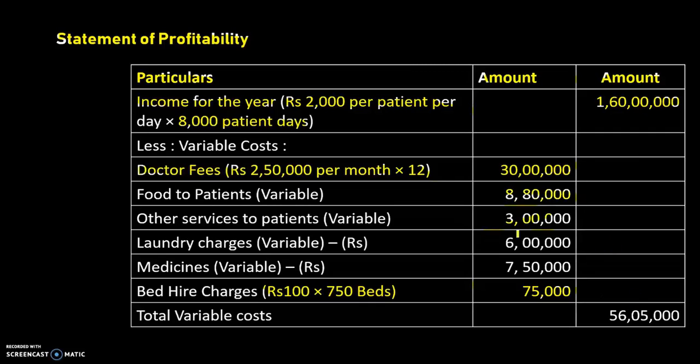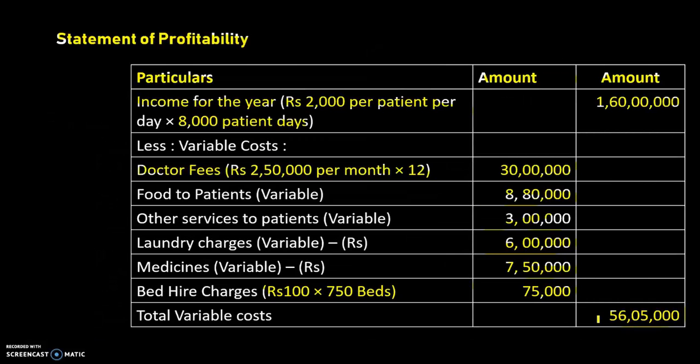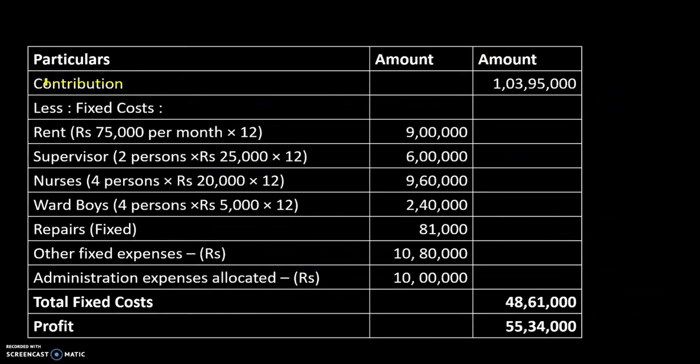So if you add all this, you get the total variable cost, which is 56 lakh 5,000. Then let us also capture the fixed cost, but before that let's find out contribution. How will you find out the contribution? Take this income, subtract your total variable cost of 56 lakh 5,000, you get contribution. How much is your contribution? Your contribution is 1 crore 3 lakh 95,000.